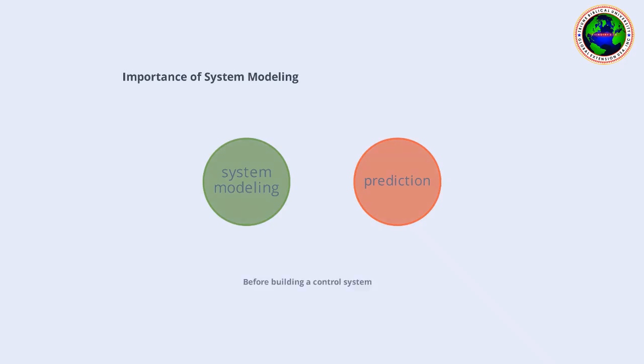Before building a control system, engineers often create mathematical models of the plant and other components. These models help predict how the system will behave and identify potential issues. Accurate modeling is essential for designing controllers that can handle real-world complexities.